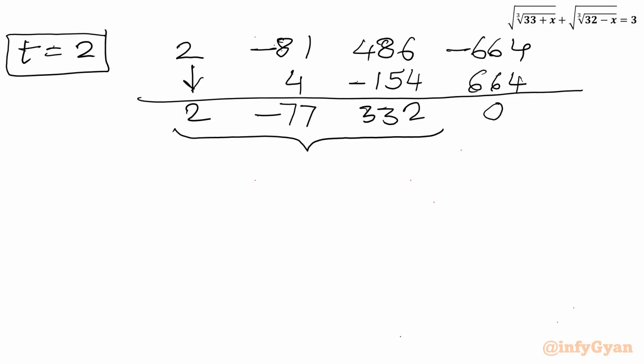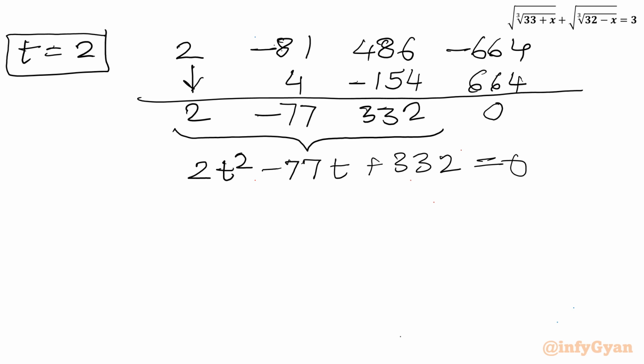So I will be writing 2t square minus 70t plus 332 equal to 0. Now this is one quadratic equation. If I solve using the quadratic formula method, I am writing the solution. t will come out as two values, 33.5 and 4.9, approximate values.